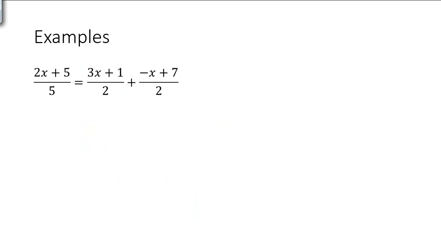Here's another example. This one has some fractions to deal with. So the suggestion here is to keep things on top together. I always like to put these safety brackets on so I know they're sticking together. And a nice way of dealing with this is to multiply the entire equation by the lowest common denominator. So the lowest common denominator for 5 and 2 is 10. So we can multiply everything by 10.